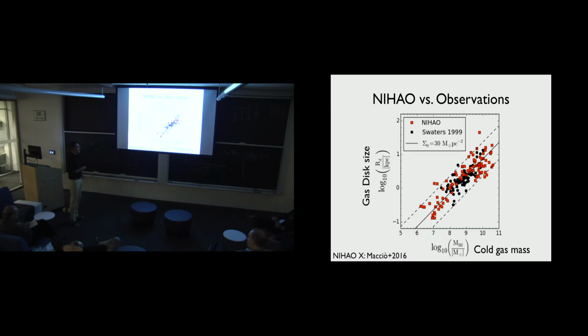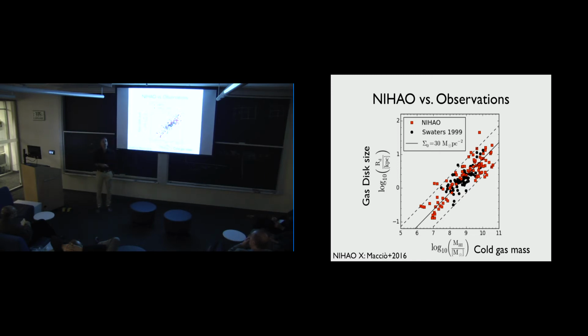For example, we can also look at the gas. What you have here in this plot is the amount of cold gas versus the size of the gaseous disk. And again, black is observations, red is Nihao. We get the slope, zero point, and scatter correct. And that's not something we tune our model for. Our model was tuned only to get the right stellar mass. But practically, what it's telling you is that with our physics, if you get the right stellar mass, you also get the right gas mass. And not only do you get the right gas mass, you get the right gas distribution.